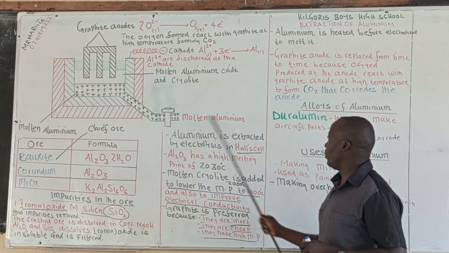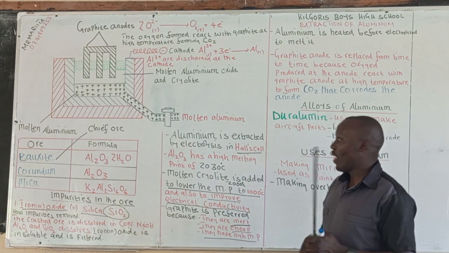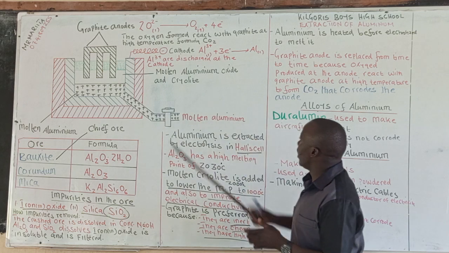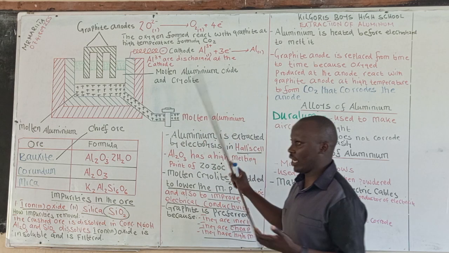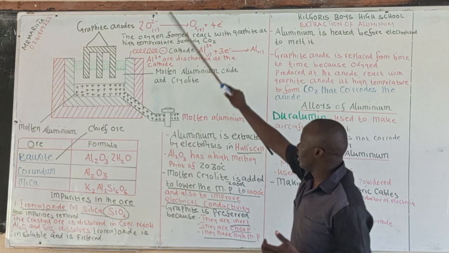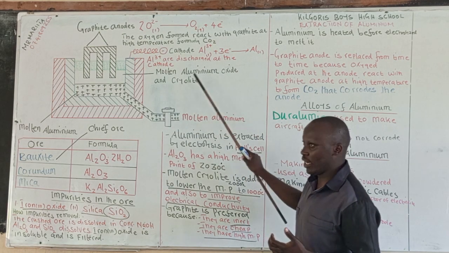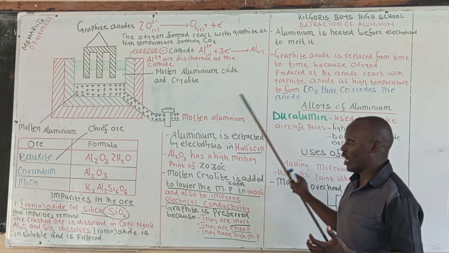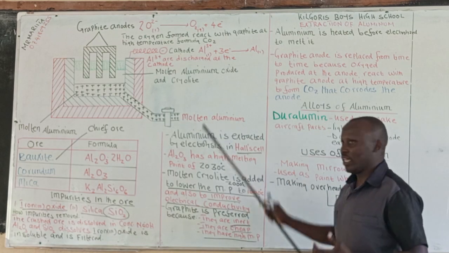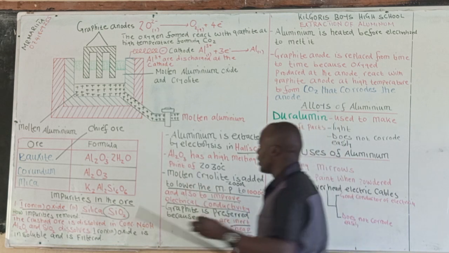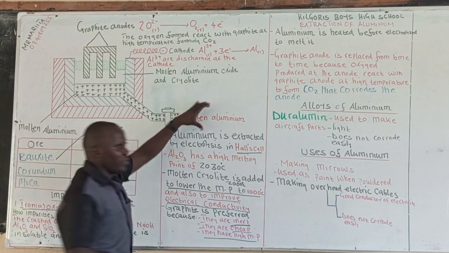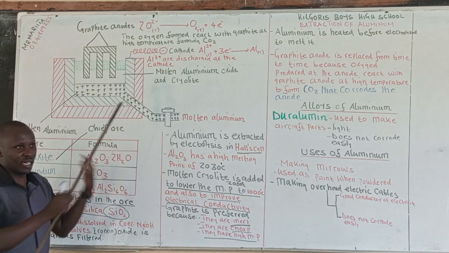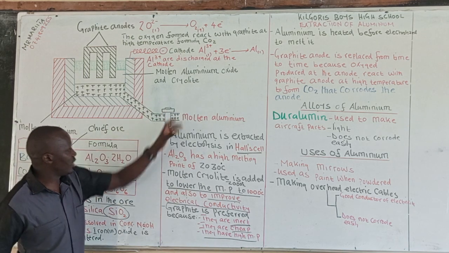we have a molten aluminium which is tapped at the bottom. We have molten aluminium, and then we have molten aluminium oxide and cryolite. As you can see, the molten aluminium oxide and cryolite is at the top. It floats on top of the molten aluminium, meaning that the molten aluminium is denser than a mixture of molten aluminium oxide and cryolite, and that's why it is tapped at the lower part.